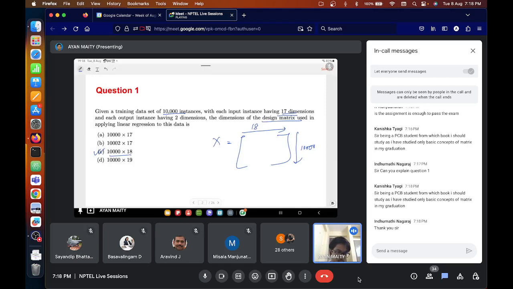Kanishka is asking which book to study if they have studied only basic concepts. You can ask this question in the discussion forum of this course. The course instructor and the regular TAs would be able to answer which books you should follow. So you should ask that question in the discussion forum.